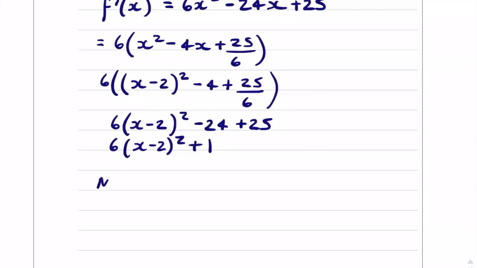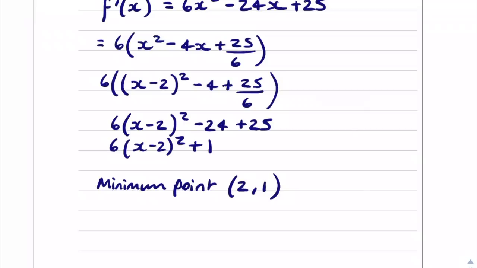And we can say that the minimum point will be at 2, 1. And then what you could do is we could sketch a little graph, and we know that the minimum point is going to be at 2, 1. So it's going to be roughly here. So the curve is going to look something like that. And of course, you can see that the domain can take any real values of x.